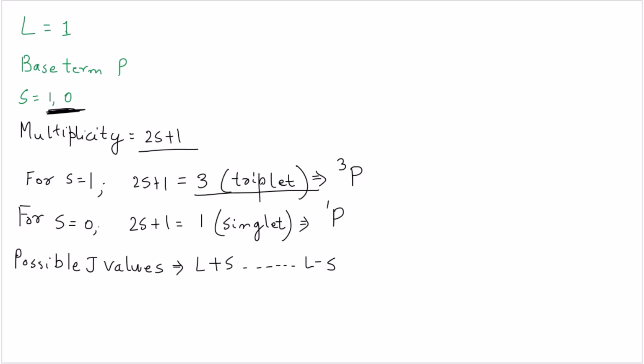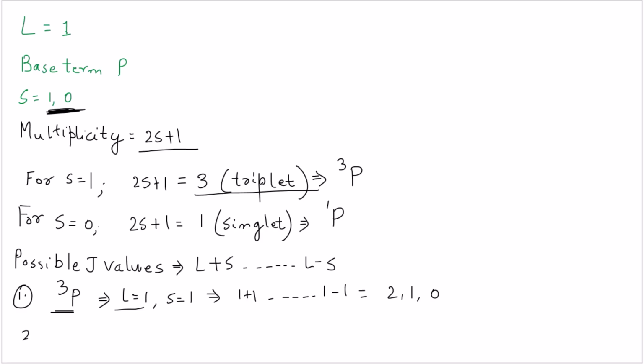Okay, so we calculate for 3P how many J values we can have. For 3P we have L equal to 1, S is equal to 1. So we can have L plus S, 1 plus 1, to L minus S, 1 minus 1, that is from 2 to 0: 2, 1, 0. So these three values will be there for the 3P term symbol. The J values for the 3P symbol will be from 2 to 0: 2, 1, 0. It will have three values.